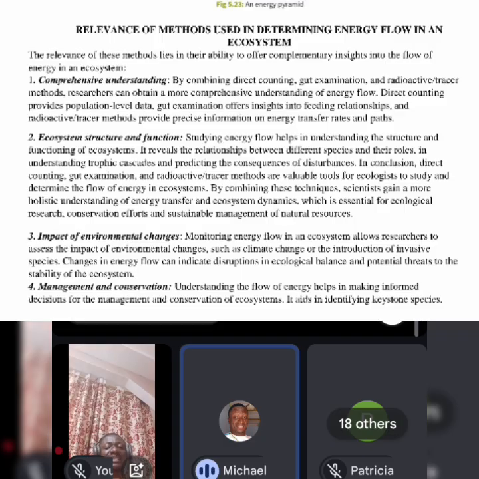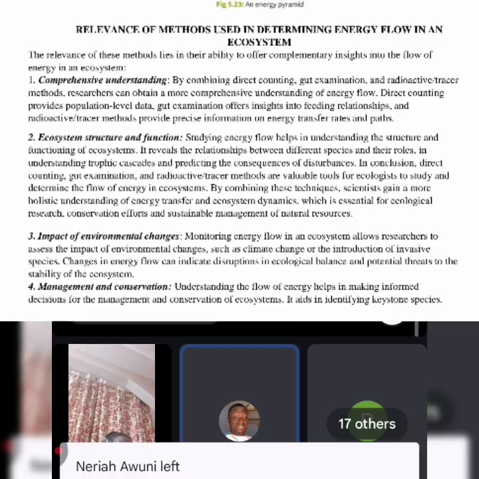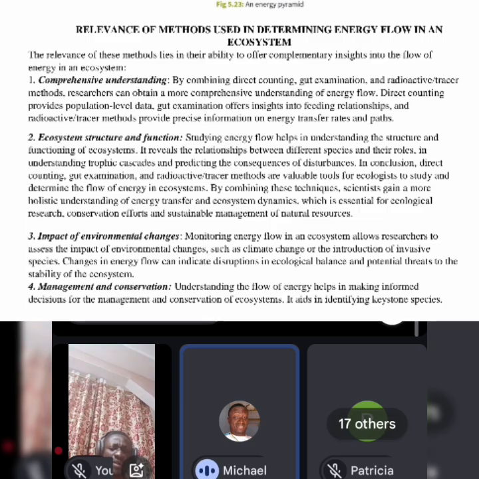So once we see that element in you, that means that Charlie, you do eat that thing. So what is the relevance of this method? One point is it brings comprehensive understanding. By combining these three methods, it helps us to understand very well how energy flows in the ecosystem. And this also helps us in doing the pyramid of numbers and the rest.